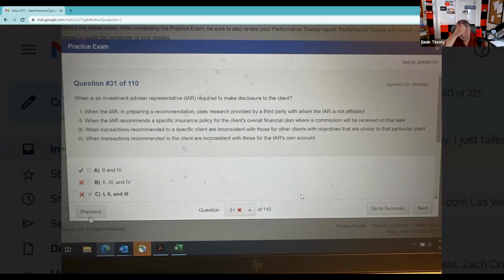4, when transactions recommended to the client, there we go, are inconsistent with those of the rep, and that needs to be disclosed. That's okay, but then I better have some articulation about why, right? The obvious thing would be my investment objectives are different. All right, any question on that one, Oscar? That was a tough one.